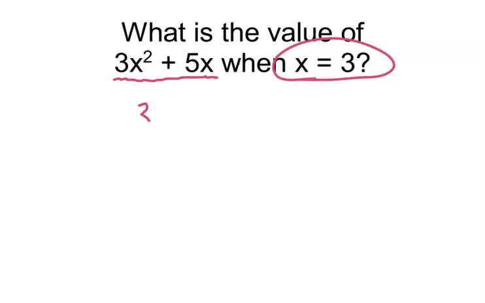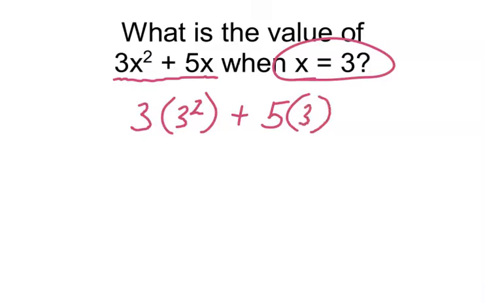So we have 3x squared would be 3 times 3 squared, plus 5 times x. Well, x is 3. All right, so we have to do the squared, the exponent, first. So 3 squared is not 3 times 2. It is 3 times 3, okay? 3 times itself. So that is 9. So we have 3 times 9 plus 5 times 3.